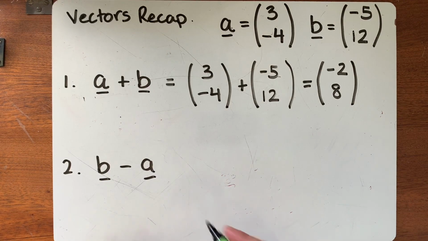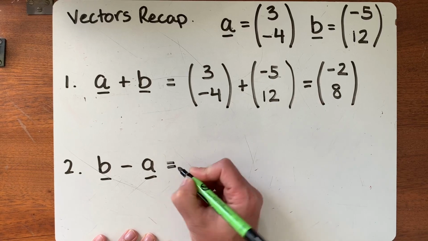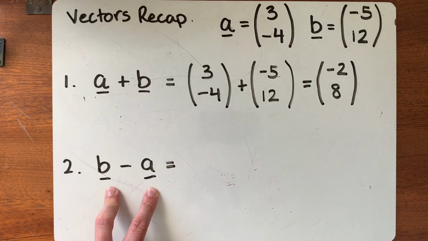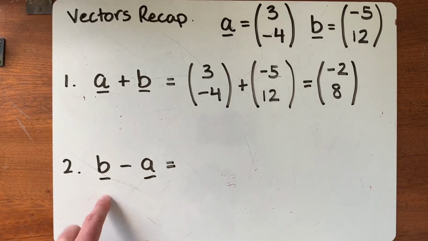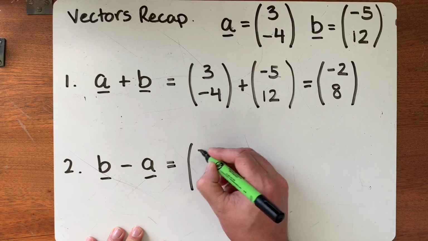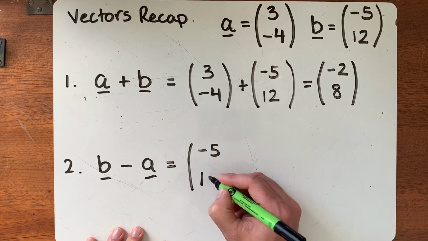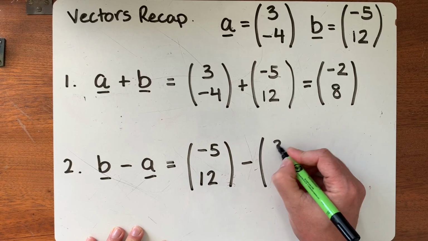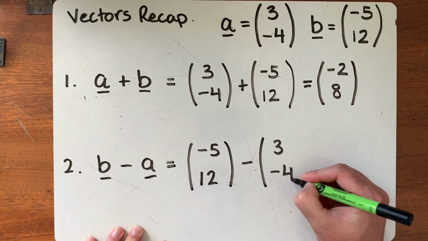Okay, how about subtraction then? When you do this with diagrams, it's a good bit more complicated, but with components, nice and straightforward. Make sure you pay attention to the order the vectors are in. So we've got B first this time. So we've got negative 5 and 12, and we are subtracting from that 3, negative 4.